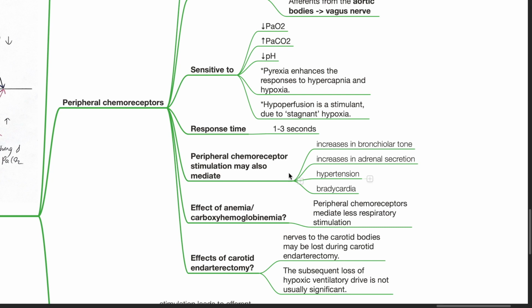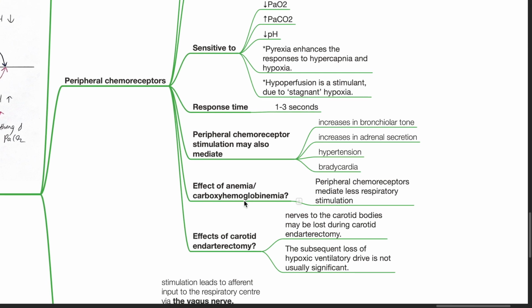What are the effects of anemia and carboxyhemoglobinemia? Peripheral chemoreceptors mediate less respiratory stimulation. What are the effects of carotid endarterectomy? Nerves to the carotid bodies may be lost during carotid endarterectomy. The subsequent loss of hypoxic ventilatory drive, however, is not usually significant.